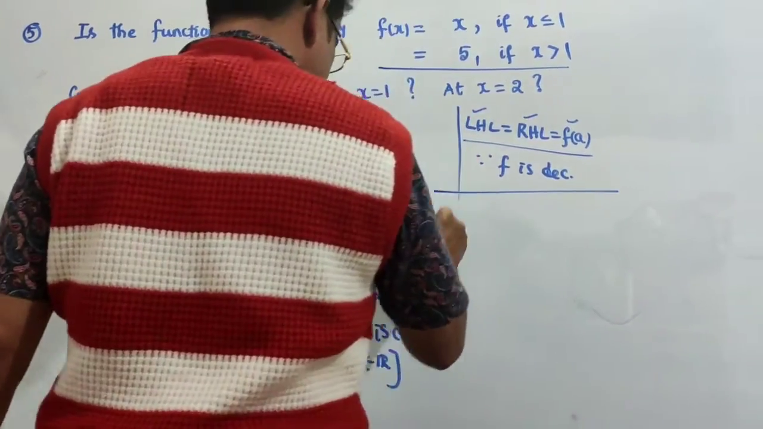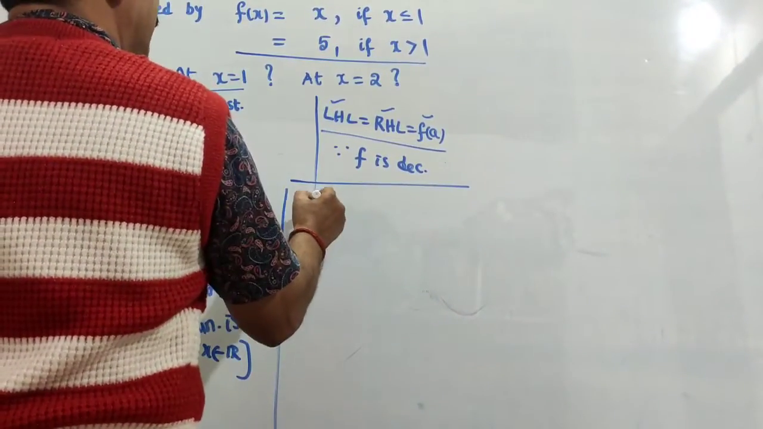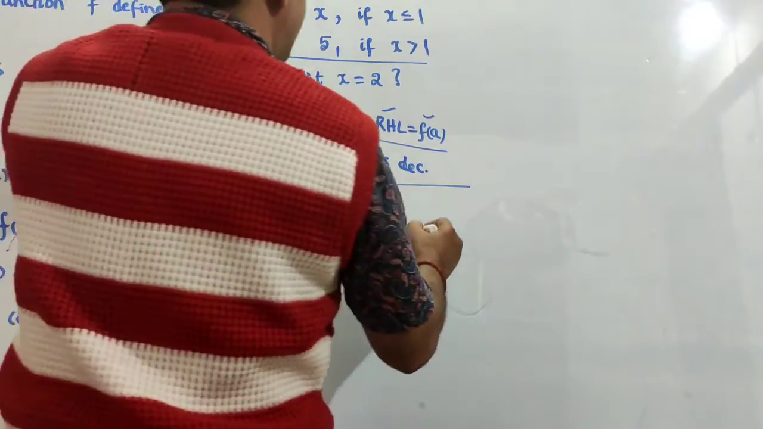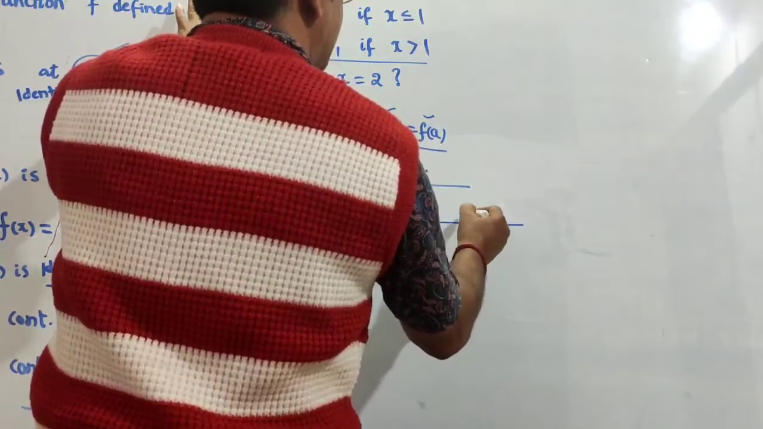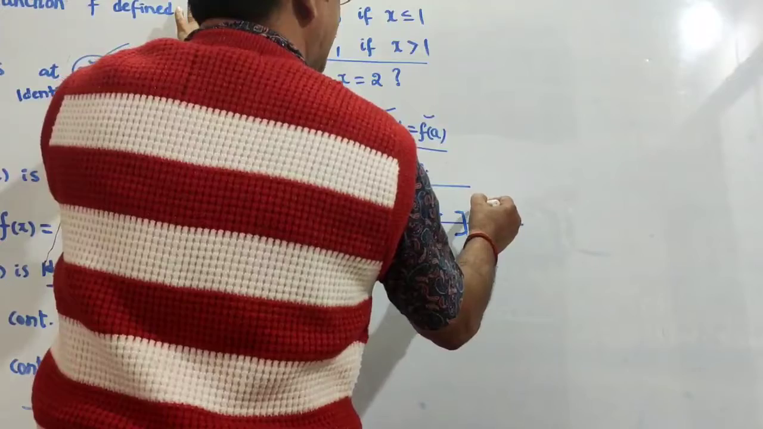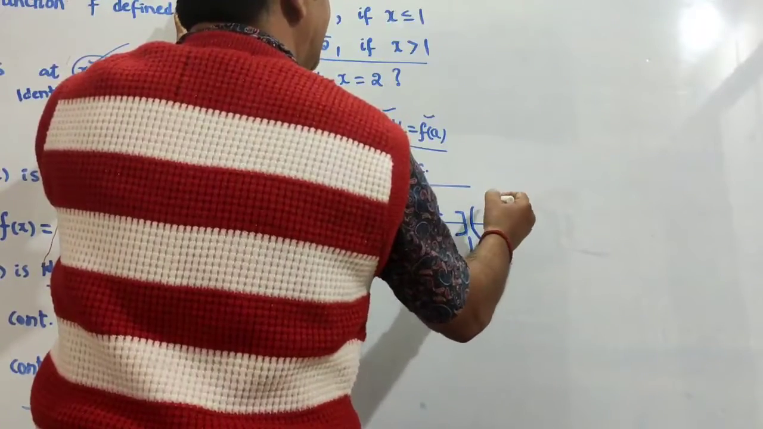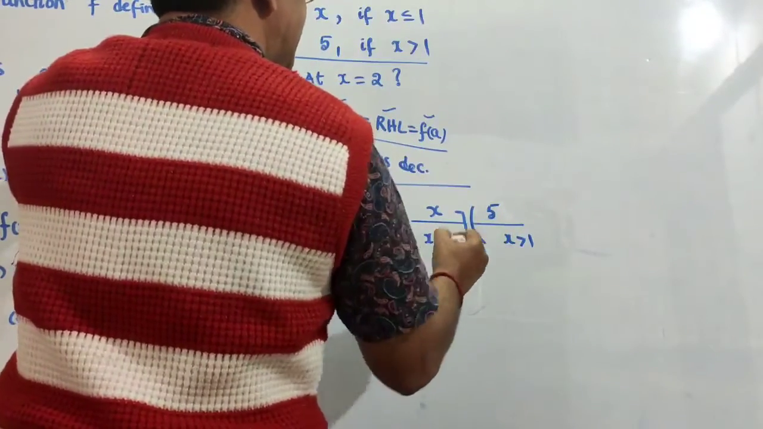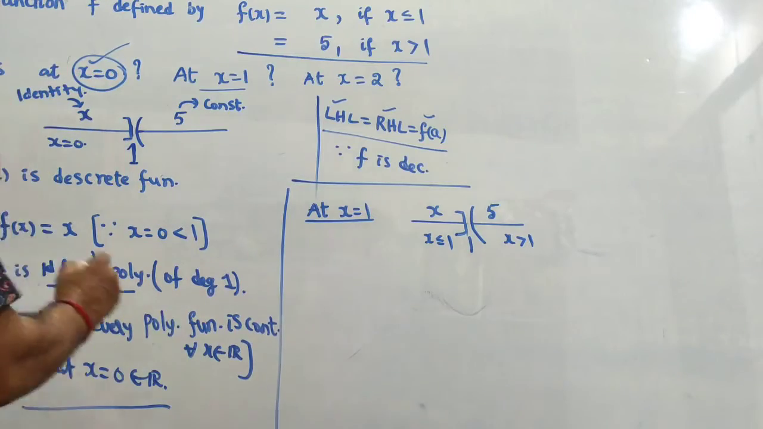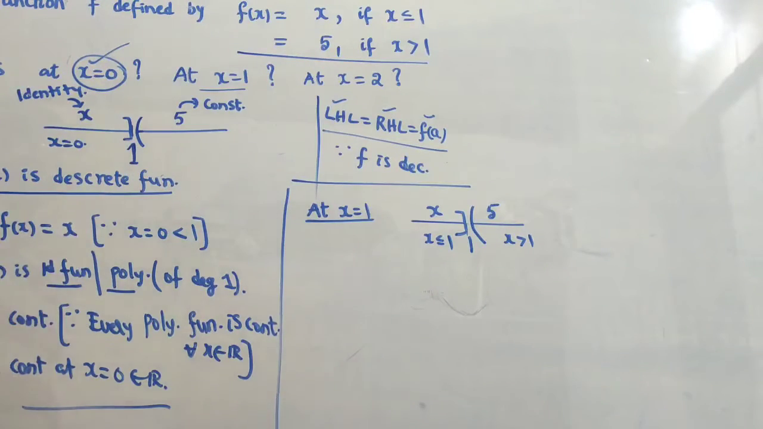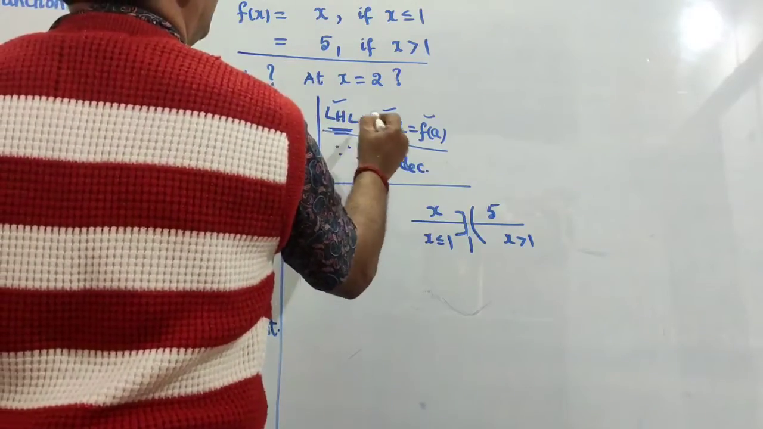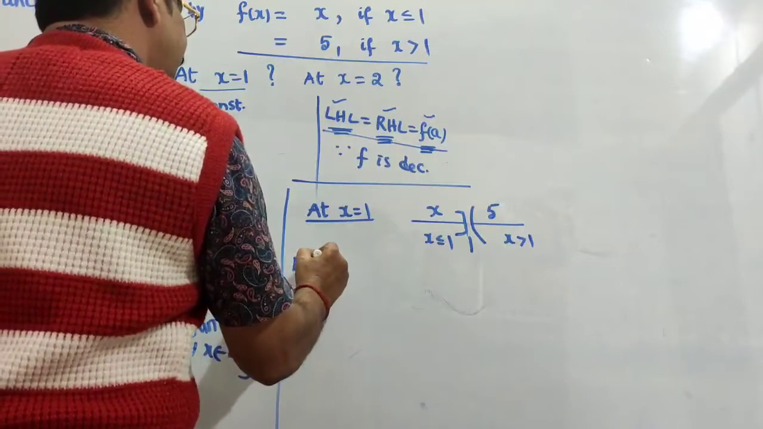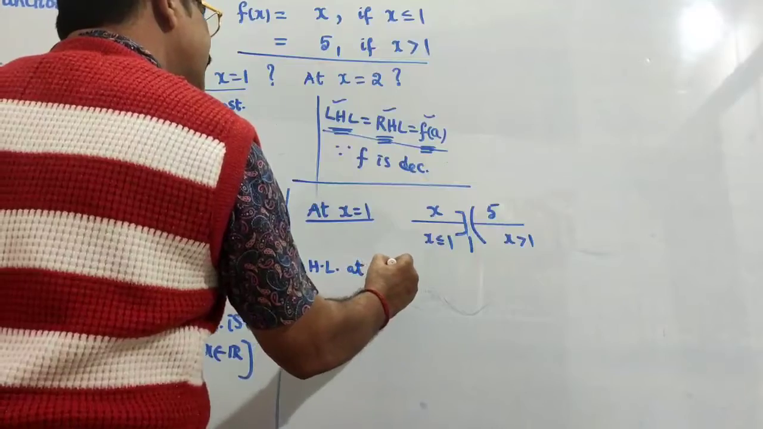Next, heading: at x equal to 1. Already it has been given as 1. In this area it is x, and in the x greater than 1 area it is 5. This is the x less than or equal to 1 case. So clearly f of x is a discrete function. That's why we are going through left hand limit, right hand limit and f of a.